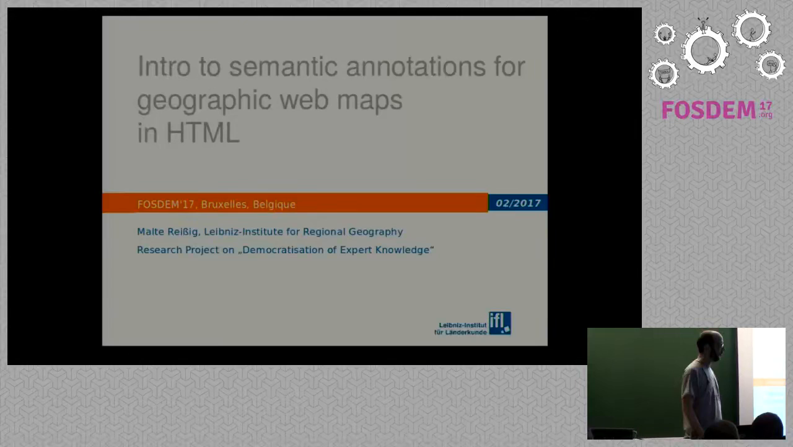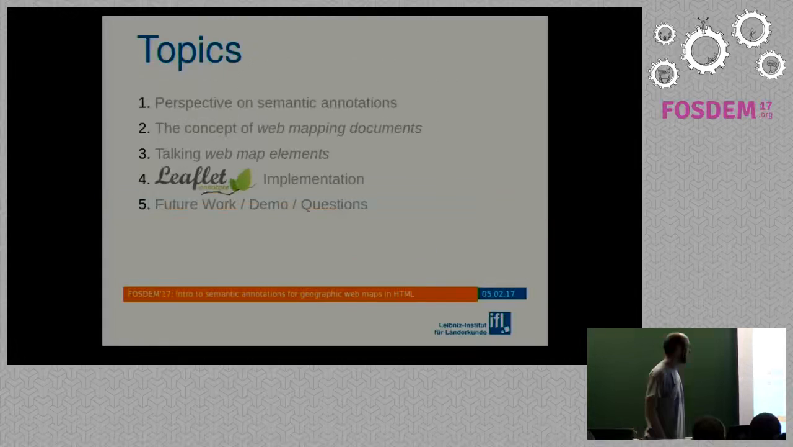Compared to the talk before, this is more like a theoretical thought experiment about what maps actually are, or what we understand as geographic web maps. But in the second part, I will also present an experimental implementation on how we can publish these kinds of new web maps.